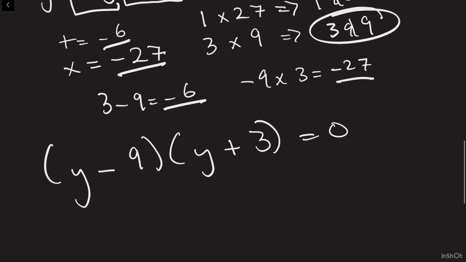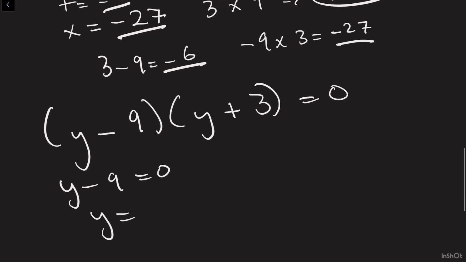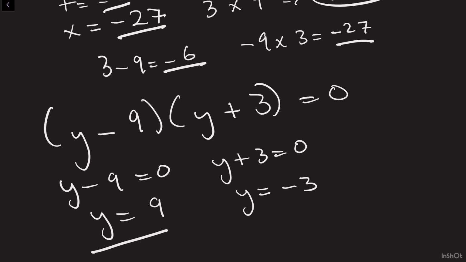So how do I make this bracket equal 0? I write y minus 9 equals 0. Add 9 to both sides. y equals 9. With this equation, I write y plus 3 equals 0. Take away 3 from both sides. That gets me y equals minus 3. And that is our answer: y equals 9, y equals minus 3.